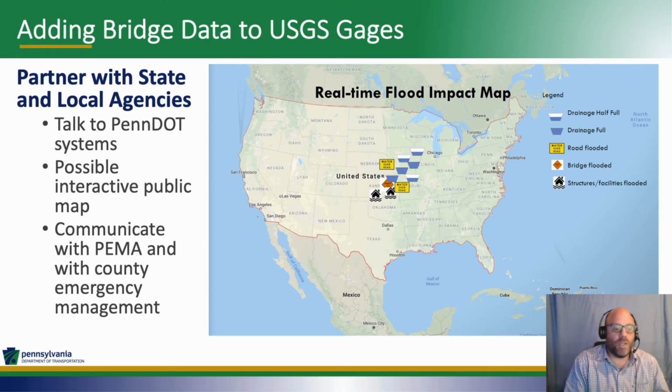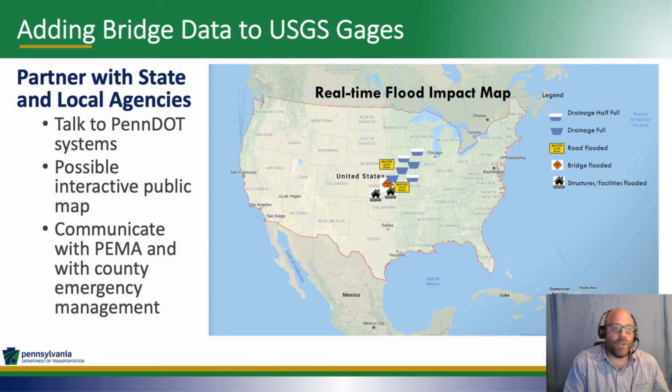The goal would be for the USGS system to talk first and foremost with PennDOT systems as well as other important state agencies such as emergency management, again at the state level, PEMA, and at the county level, county emergency management. Future upgrades being considered would be an interactive map that shows flooding in real time.